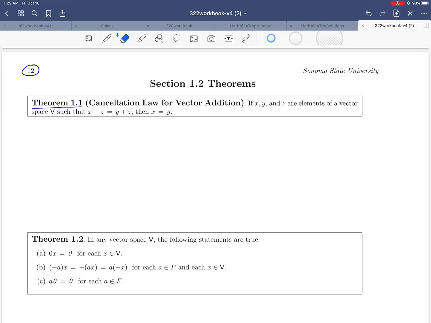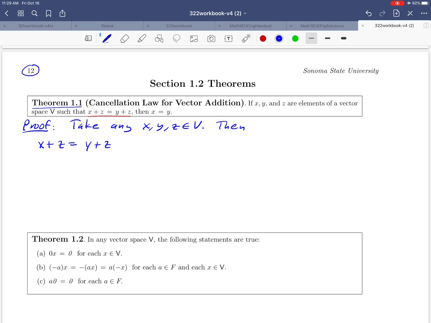Right, so let's clear a little clutter away here. Okay, so we'll start by just taking some arbitrary vectors in our space. Take any x, y, and z in V. And notice that this is an if-then statement that we're proving, so we want to start by assuming the if part. Okay, so we'll be assuming that x plus z is equal to y plus z. And we're going to see if, as a result of that assumption, we can work our way towards x equals y, using only the definition of what we mean by a vector space.